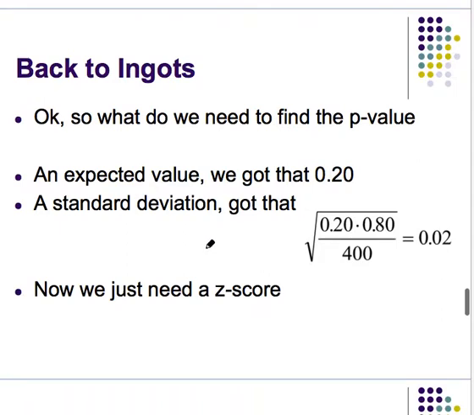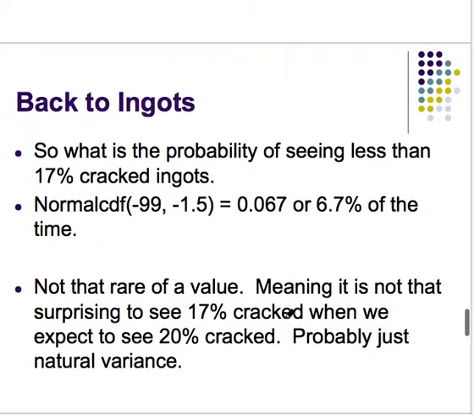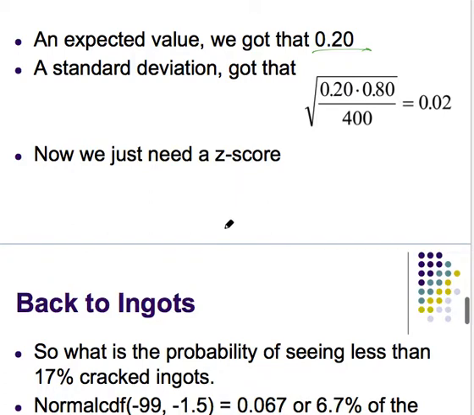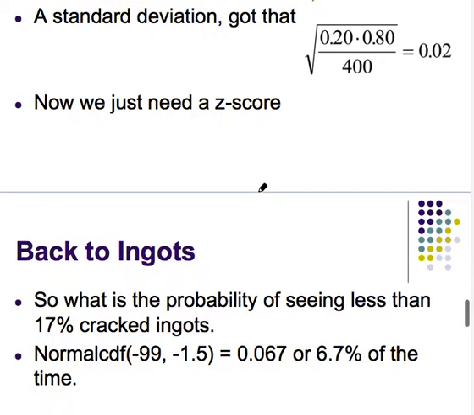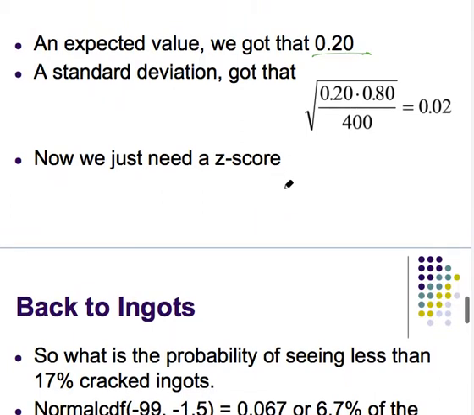All right, so what do we need to do to find that out? Well, we have an expected value. That's the probability, 0.20. Standard deviation, we figured that out. So we have P times Q divided by 400, and we get 0.02. So now we need a z-score. What is the probability of seeing less than 17%? The z-score didn't show up on here. The z-score, what we figured out, ends up being negative 1.5.